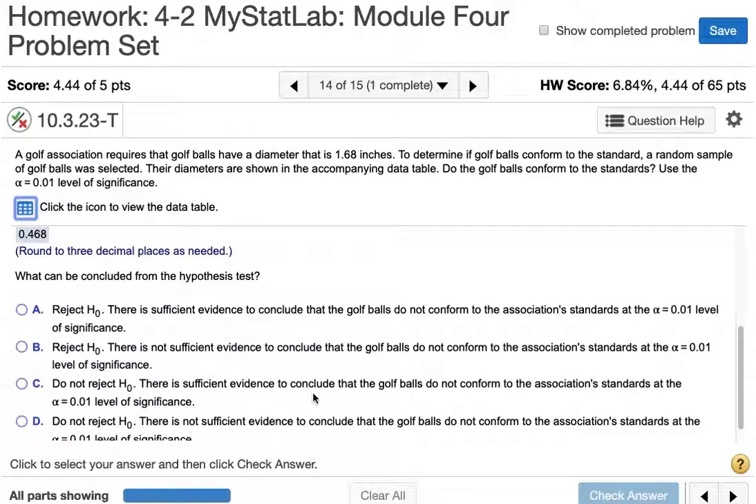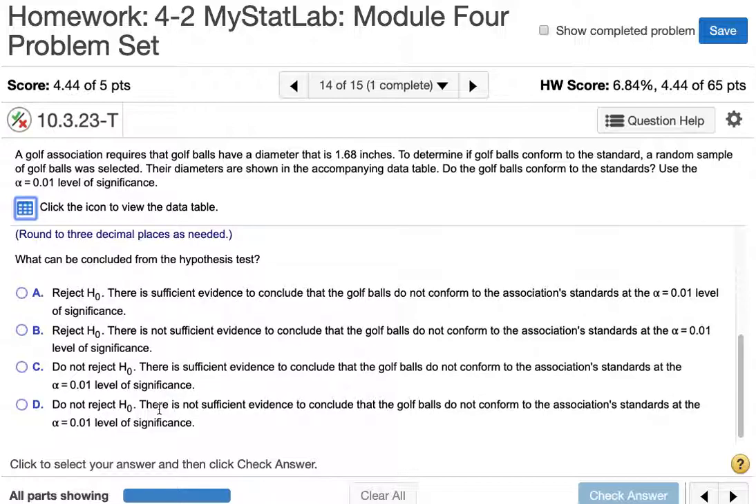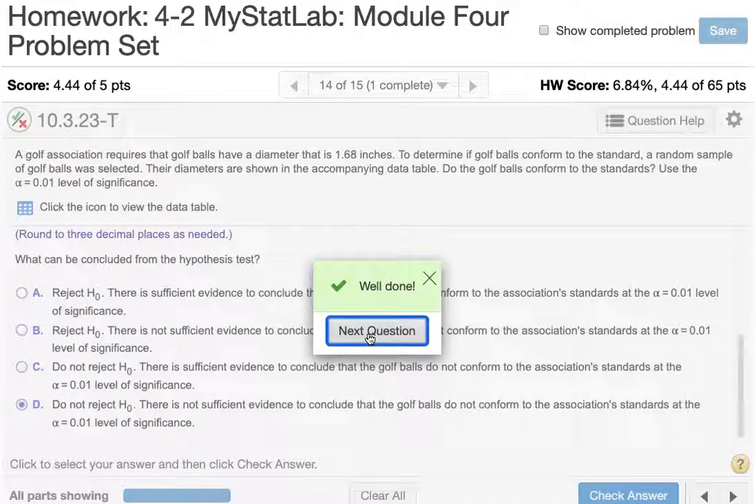There is sufficient evidence to conclude that the golf balls do not conform. No, that's not right, because we can't reject. So do not reject. There is not sufficient evidence to conclude that the golf balls do not conform to the association standards at the alpha level of 0.01 level. So that looks on track. And we check that answer.